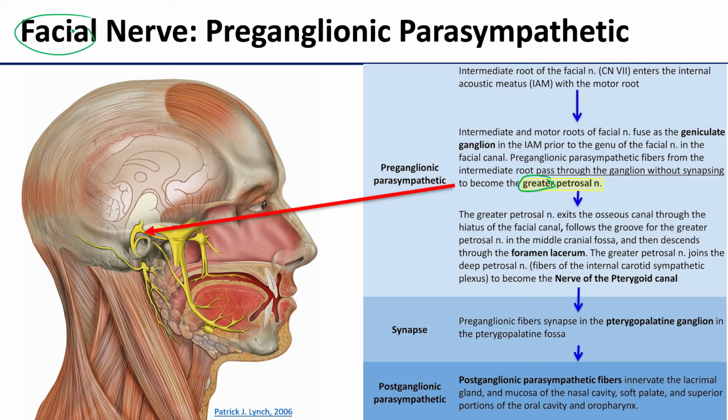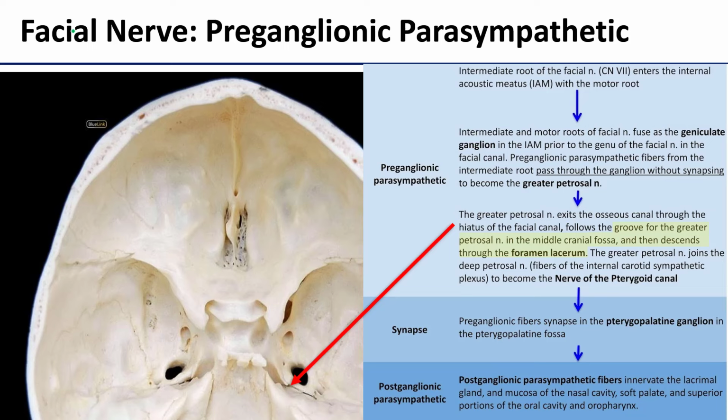So, that greater petrosal nerve, which consists of preganglionic parasympathetic fibers from the facial nerve, is going to move forward and it's going to exit the temporal bone through a hiatus of the facial canal, which is right about there. And there's a groove along here through which the greater petrosal nerve is going to be conducted, and then it's going to dive deep into this hole, the foramen lacerum.